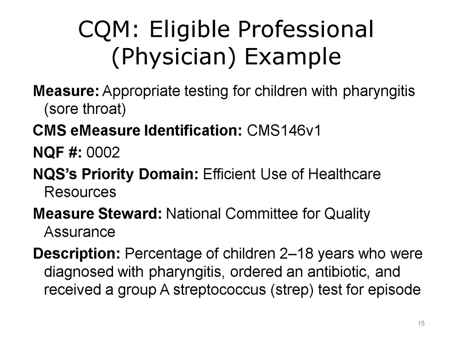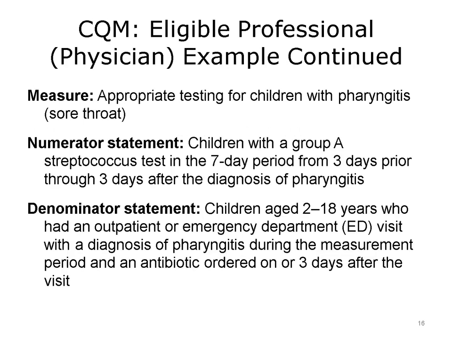The official description is to measure the percentage of children 2 to 18 years of age who were diagnosed with pharyngitis, ordered an antibiotic, and received a Group A streptococcus test for the episode. The numerator statement, or data collected, is the number of children with a Group A streptococcus test in the 7-day period from 3 days prior through 3 days after the diagnosis of pharyngitis.